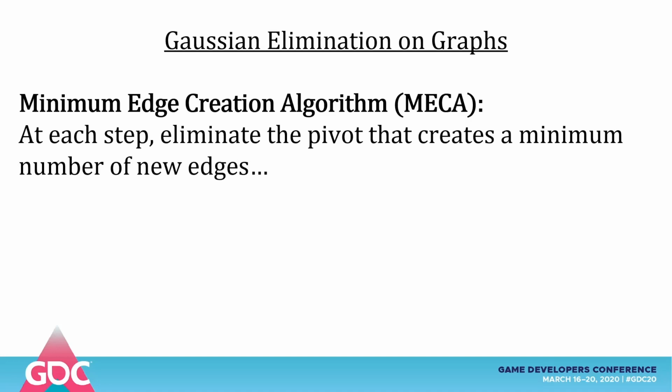The minimum edge creation algorithm is very simple. At each step, it eliminates the pivot that will create the minimum number of new edges. That is the pivot whose neighbors have the smallest number of missing connections between themselves. It does require an expensive search step, but it is affordable on graphs of a few hundreds of nodes.